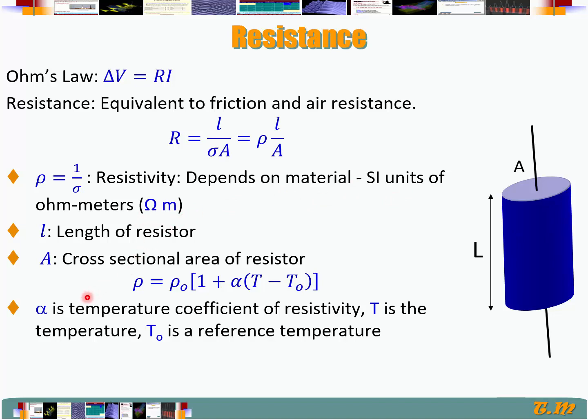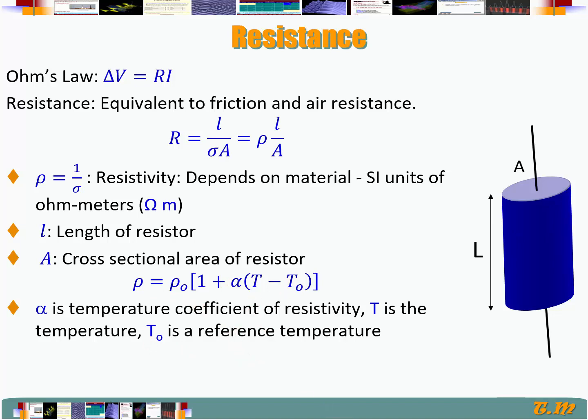Resistance depends on the temperature. The dependence is given by this expression through the dependence of rho. So rho would be equal to rho 0, which would be the resistivity at temperature T0, times 1 plus alpha, which is a temperature coefficient for the particular conductor. So it depends on the material. So 1 plus alpha times the change in temperature relative to T sub 0. That would be the dependence of resistance on temperature.